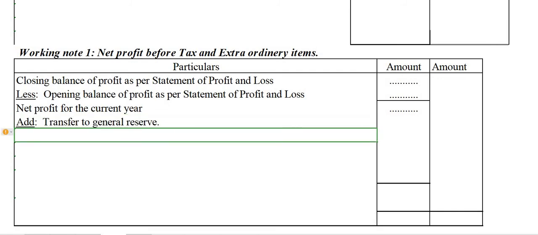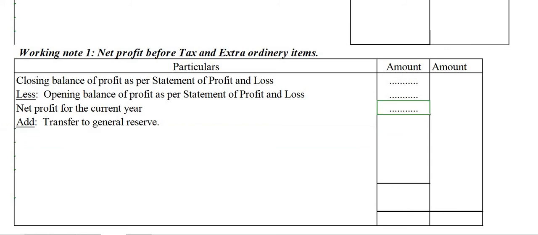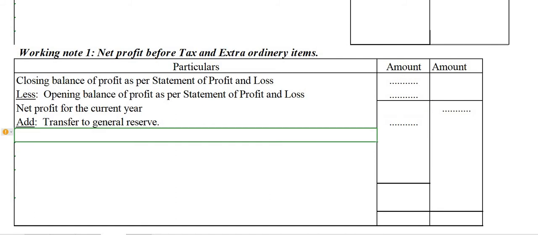Transfer to general reserve will be the first item that can be shown here and added. So this amount we can show here outside, in the outer column, and after that we will write the amount here for general reserve. We will write one by one in the inner column and then we'll add and write in the outer column. Okay. So transfer to general reserve.